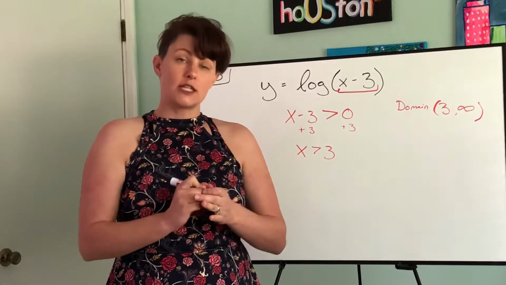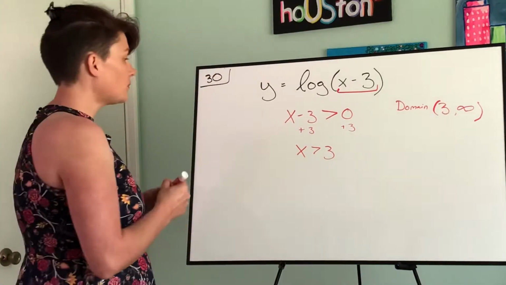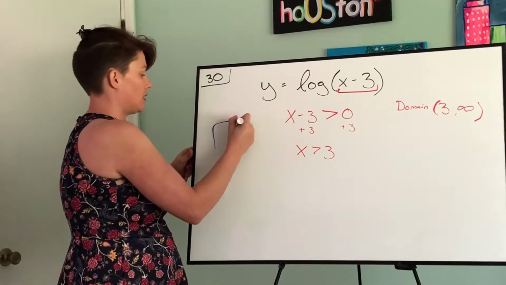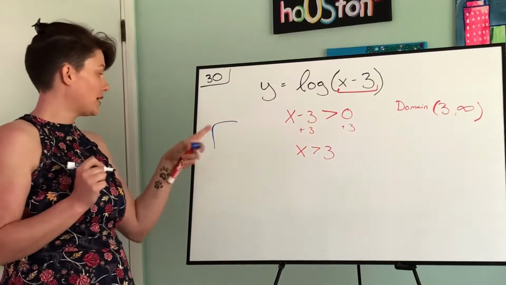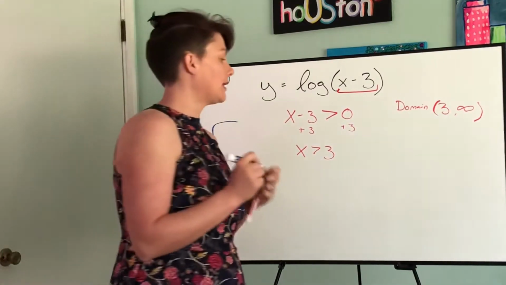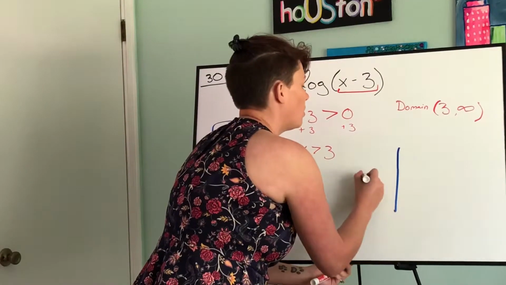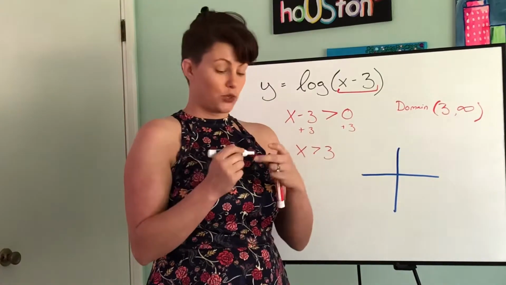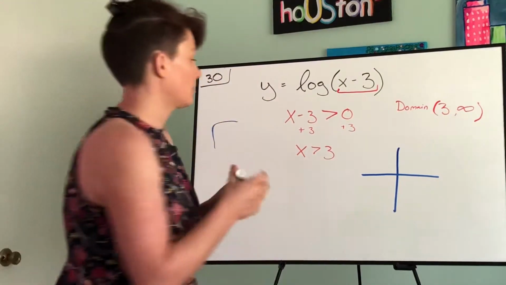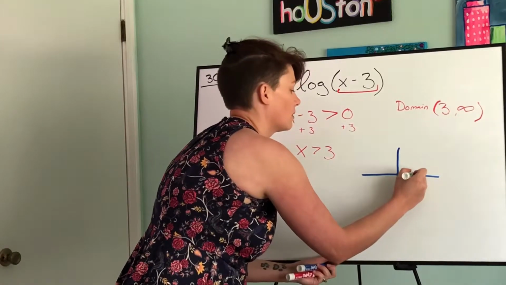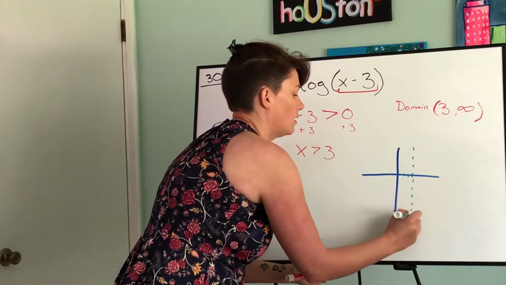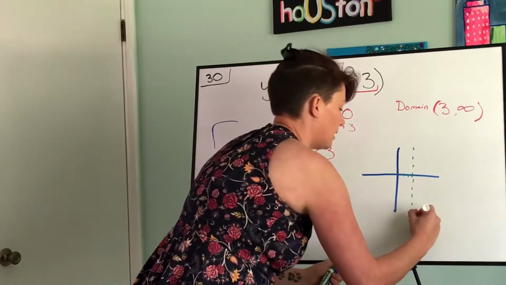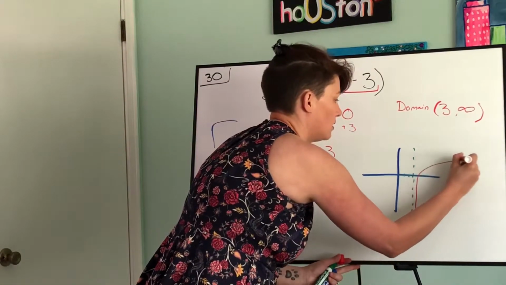Then for our range, they say to try to use some reasoning. Now we know that the shape of a log graph is something like this, probably not so right angular, but it's something like that. And so now we've established that our asymptote is at 3. So we can imagine that our log graph looks something like this.